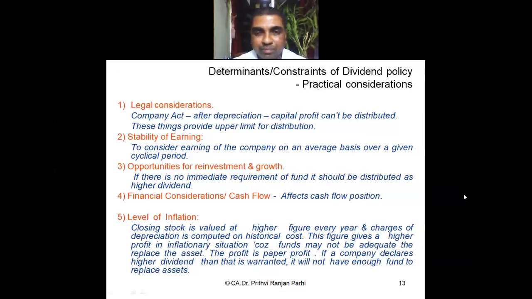Have you understood? Now unmute and reply. Yes, sir. Meghna, did you understand? Okay, I think this point is clear. You have understood what is paper profit? Yes, sir.